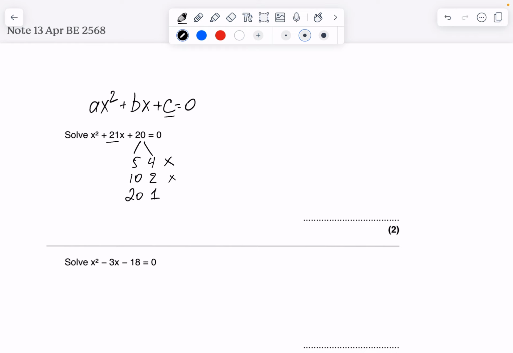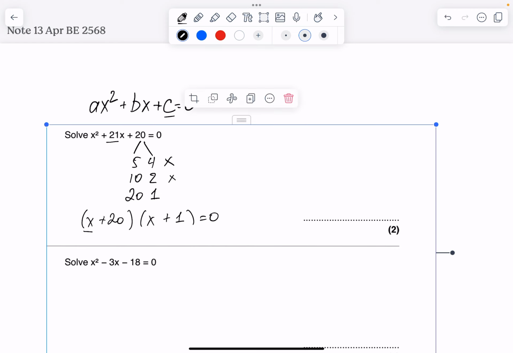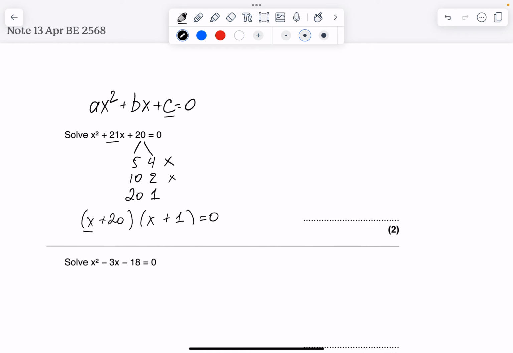That means I can write this down as x plus 20 and x plus 1. You always start with x. You have two sets of brackets, and each one has x. And then you decide if it's going to be plus 20 or minus 20, depending on the sign. So if this was negative 20, negative 1, you would have written negative 20. But here you had 20 and 1, so the answer is x plus 20 times x plus 1.